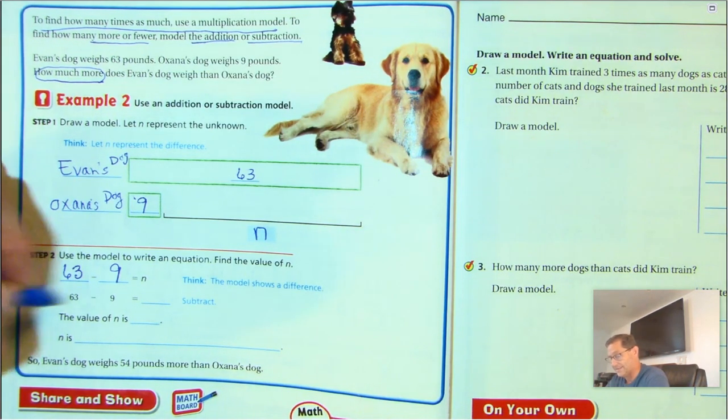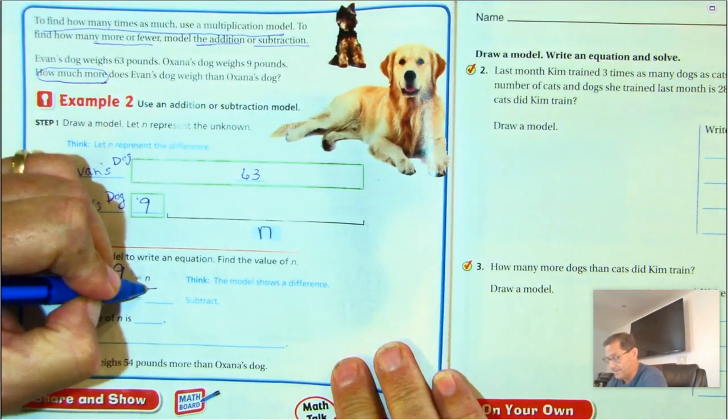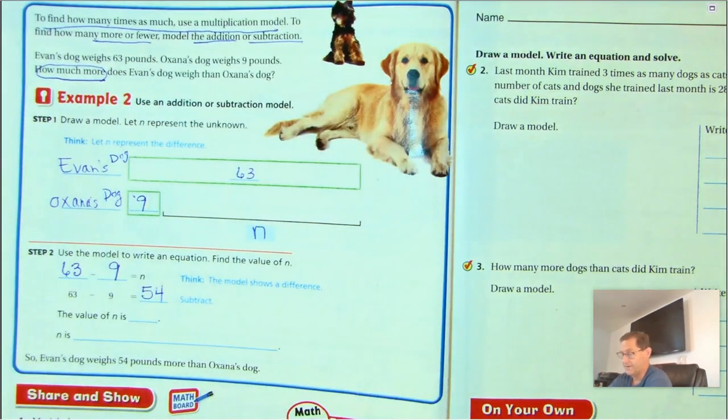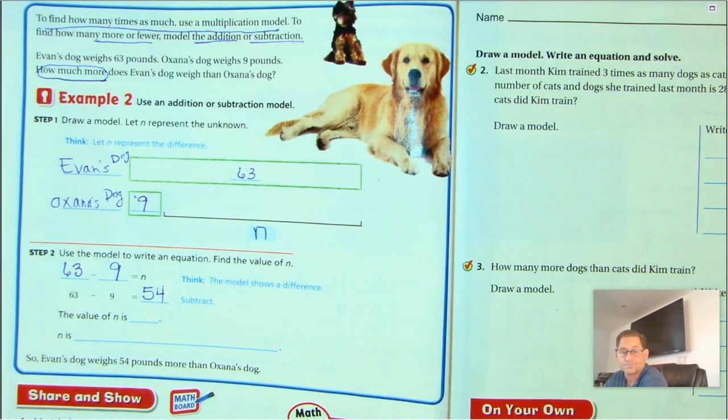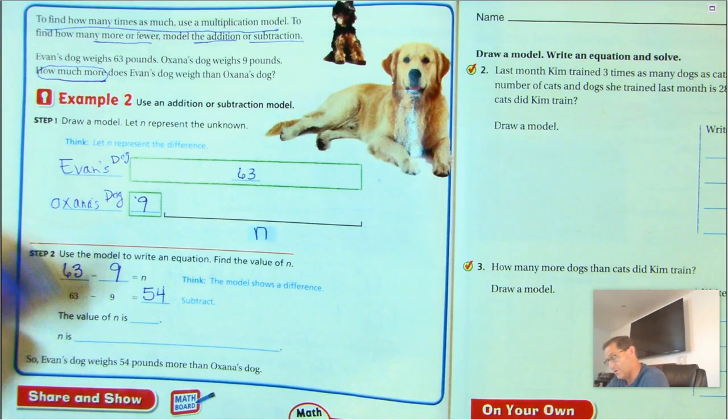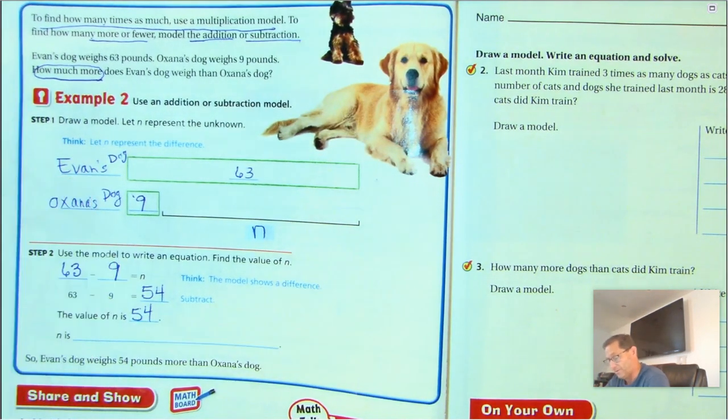And so when we subtract 63 take away 9, that's going to be 54. So the value of n is 54.